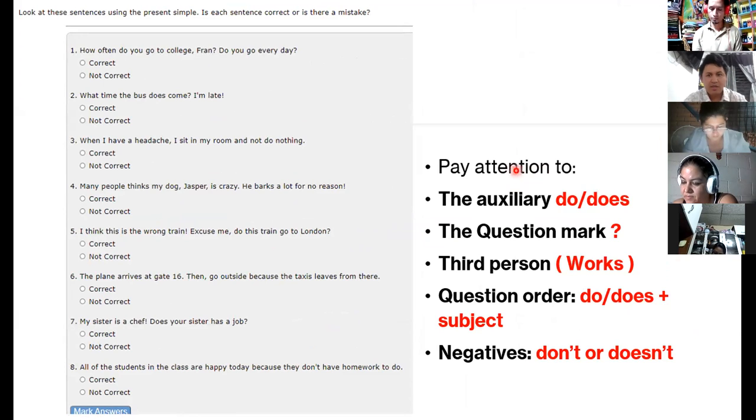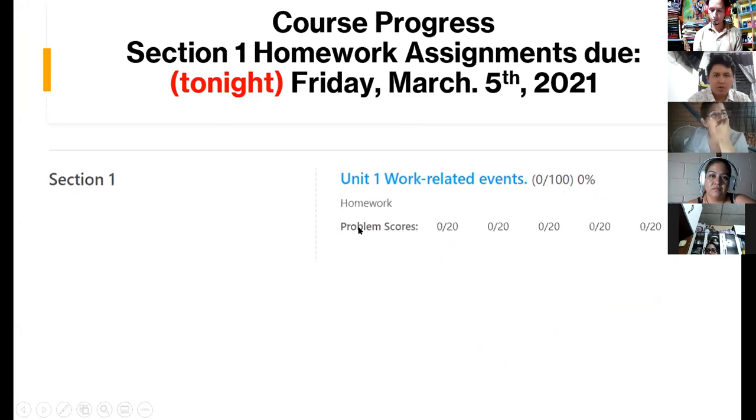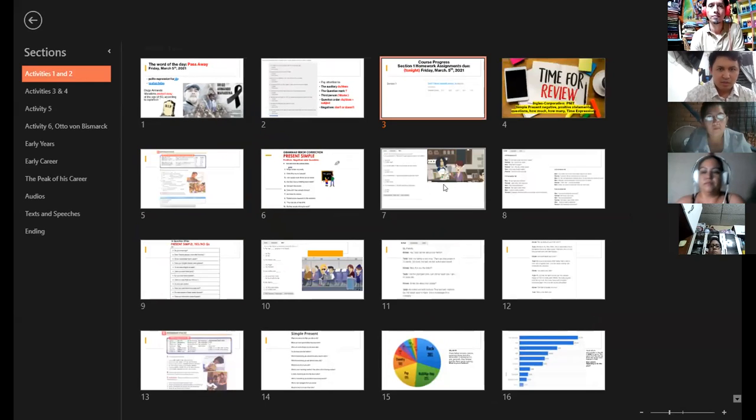That's why, again, pongámosle atención. Pay attention to the auxiliary, do or does, the question marks, third person, question order, and the negatives over there. Okay? Si se fijaron, el día de ayer, cuando les presenté esta imagen, no tenía esto, ¿verdad? Entonces se me ocurrió, vamos a hacerlo un poquito más ordenado over there. So, just to remind you, right? So, we said, regresemos, vamos a ver si le saco una sonrisa o por lo menos tal vez usted se pone quizás un poquito más serio con esto, but we will see.